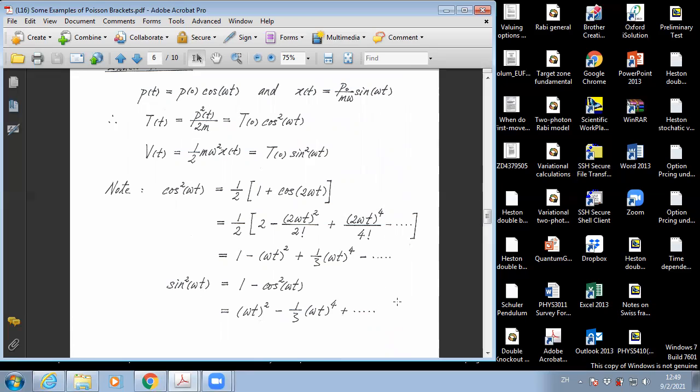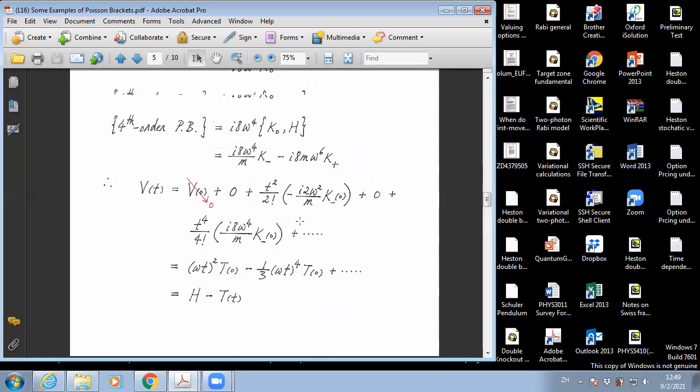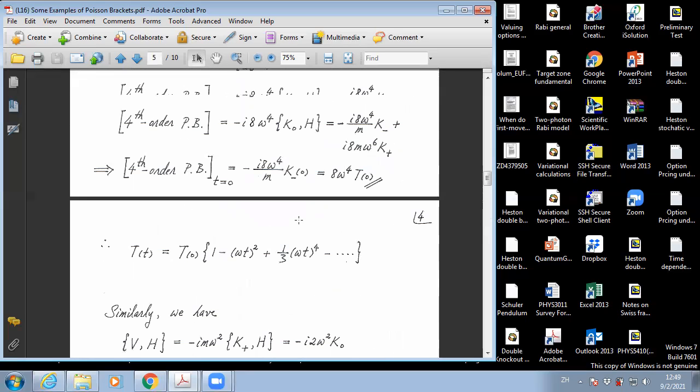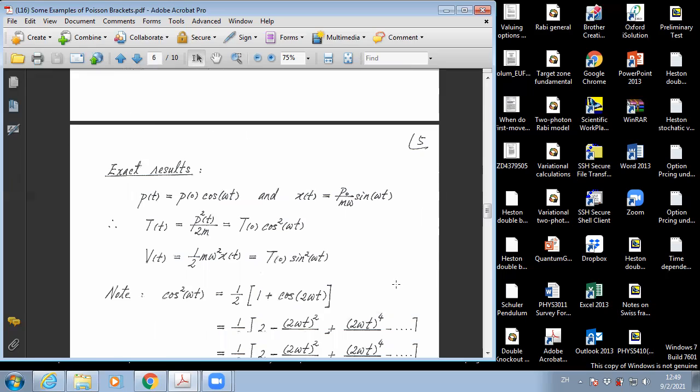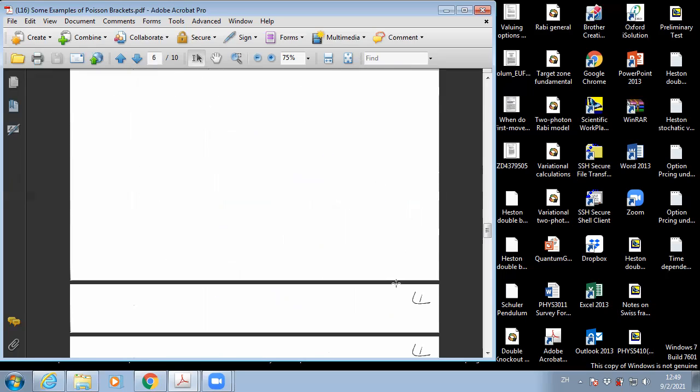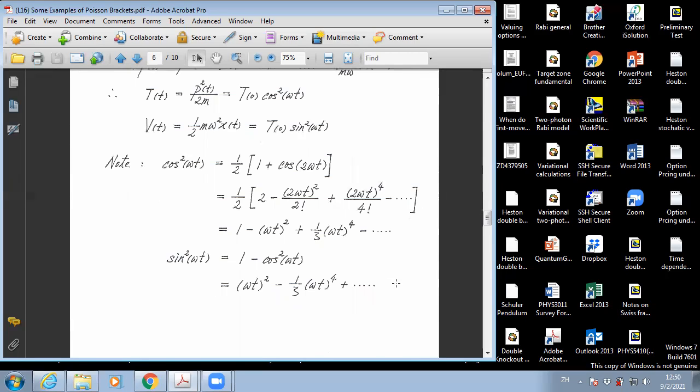Now, if we take a closer look at cosine squared omega t, the first few terms are given here, and for sine squared omega t, the first few terms are given here. And they coincide with what we got from the systematic evaluation of higher and higher Poisson brackets using the Taylor series expansion in t. So in fact, it is a good way to obtain the exact results via the Taylor expansion in t.